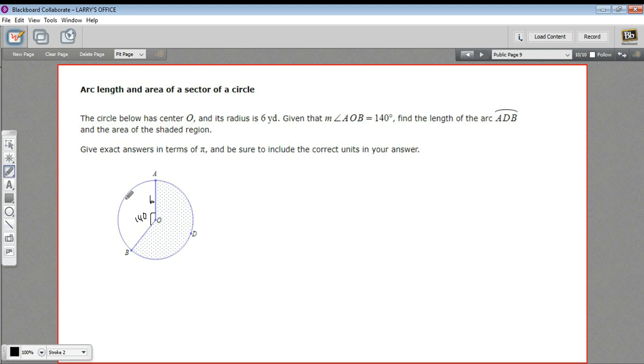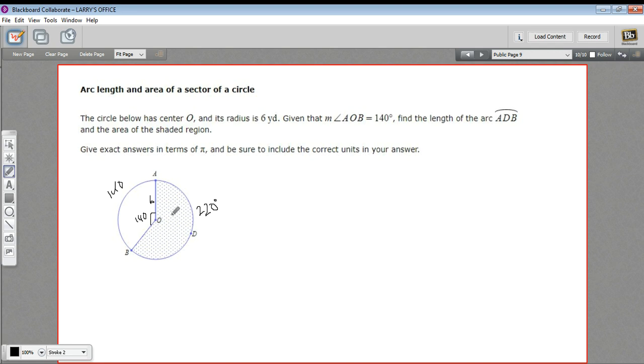So because this is a central angle, we know this arc is 140 out here, and that's the minor arc. So this major arc is going to be 360 minus 140, or 220 degrees. So it says find the length of arc ADB. Well, we know it in degrees, it's 220.